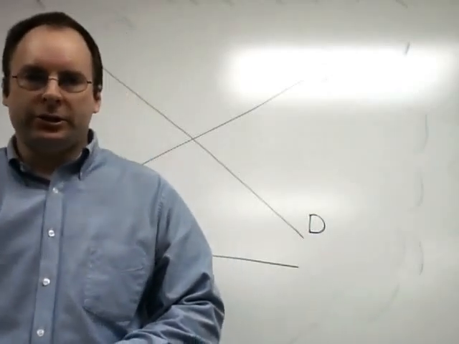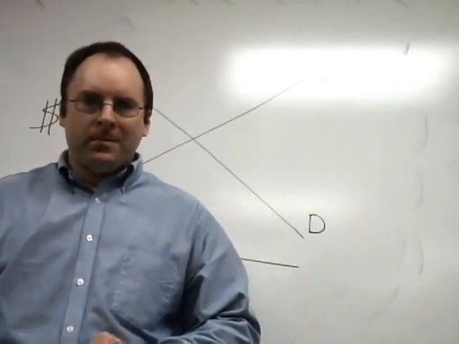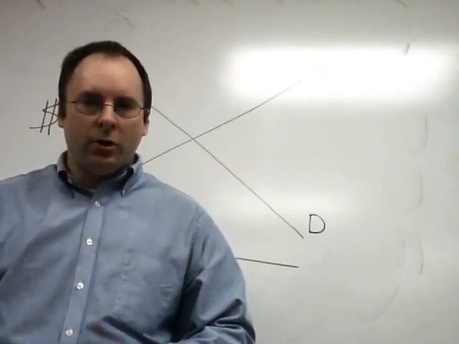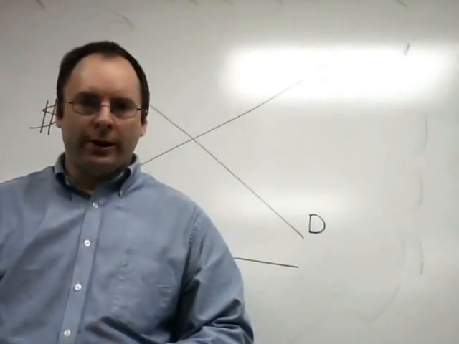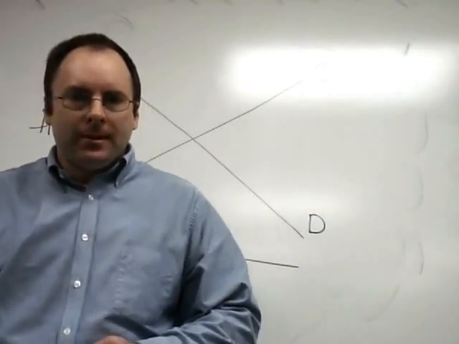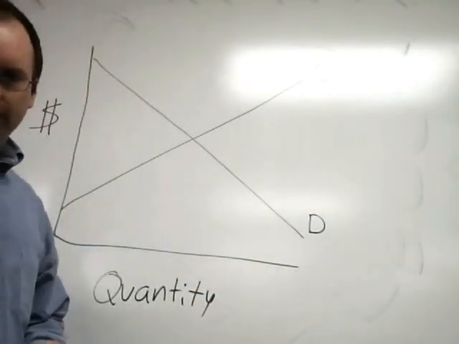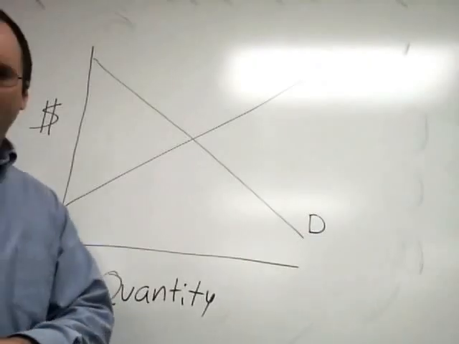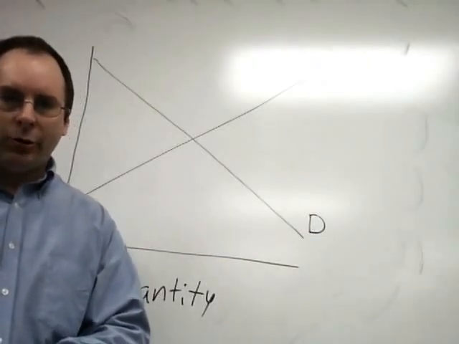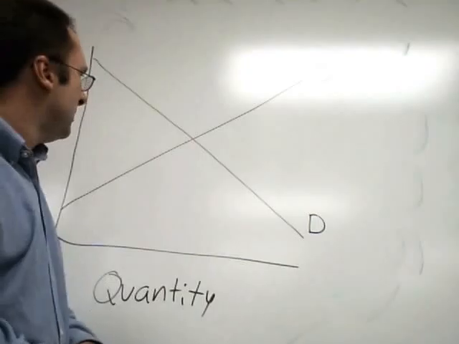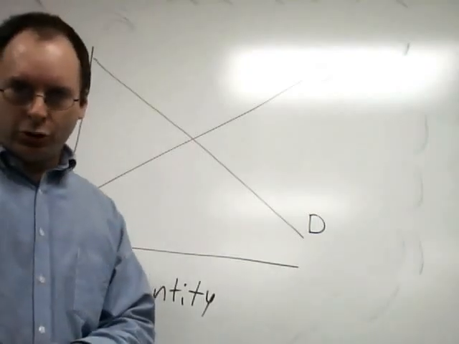Occasionally I'm asked the question, how do markets work? How do participants in a market know what the equilibrium price and quantity are? Well, they're constantly receiving a signal, and that signal is in the form of either a surplus or a shortage. How do we know if it's a surplus or a shortage?